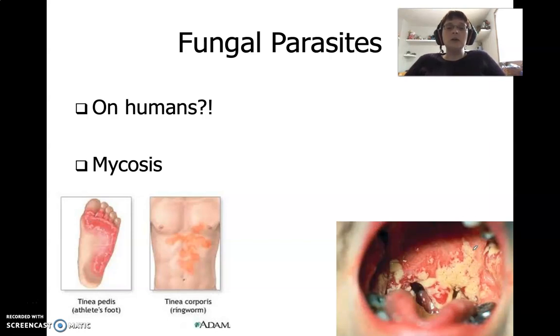I know this one's kind of gross. What you're seeing here, this is someone's mouth, and what you're seeing in the back of their mouth is called oral thrush. So the yellow parts are patches of this fungus growing on the back of someone's throat. You also have over here athlete's foot.